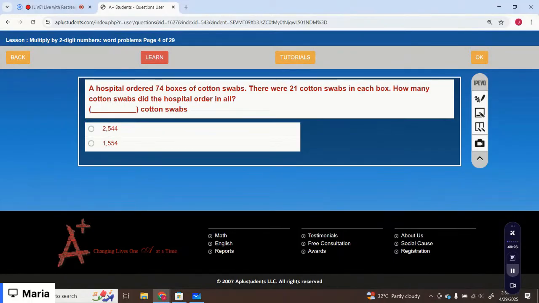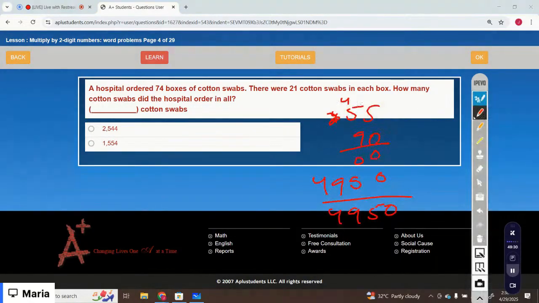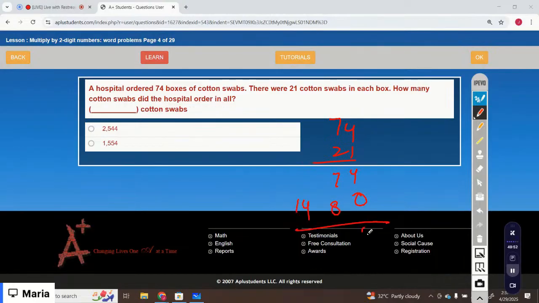A hospital ordered 74 boxes of cotton swabs. There were 21 cotton swabs in each box. How many cotton swabs did the hospital order in all? 74 times 21. 1 times 4 is 4. 1 times 7 is 7. 2 times 4 is 8. 2 times 7 is 14. That is 4, 7 and 8 is 15, 4 and 1 is 5. That is 1554.